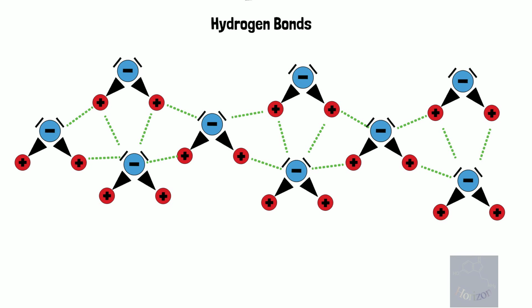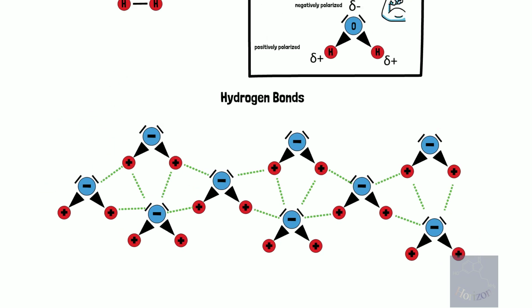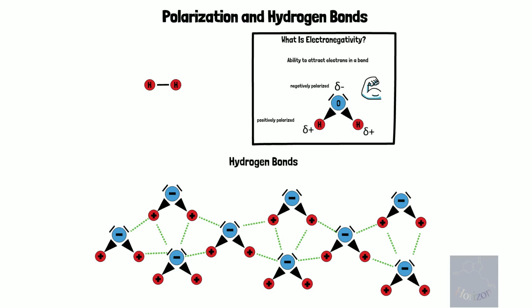These so-called hydrogen bonds allow water to build up strong intermolecular interactions, in other words, forces between different molecules. This is, for example, what gives rise to the surface tension of water. However, these bonds do not only occur in water, they are also responsible for the structure of DNA, our proteins, and many other molecules. This was an overview of polarization and hydrogen bonds.